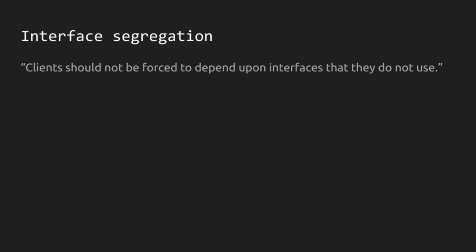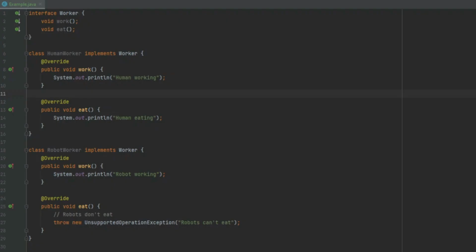Interface segregation. The interface segregation principle states that no client should be forced to depend on an interface that it does not use. Or in other words, it's better to have several specific interfaces rather than one general purpose, all-encompassing interface. Let's look at the following code.